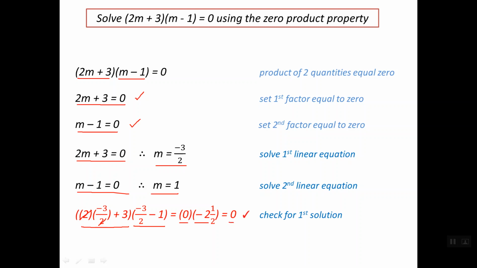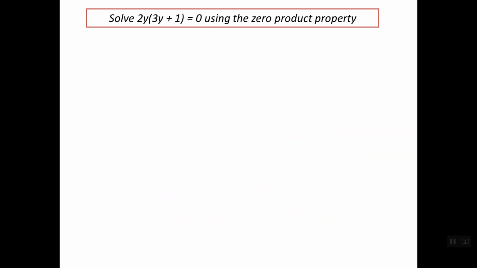So this solution is correct. Let's check the second solution, which is m equal to 1. So 2m plus 3, so 2 multiplied by 1 plus 3, multiplied by m minus 1, which is 1 minus 1. So the first factor is 5 and the second factor is 0. So the product is 0. So again, our check is completely correct.